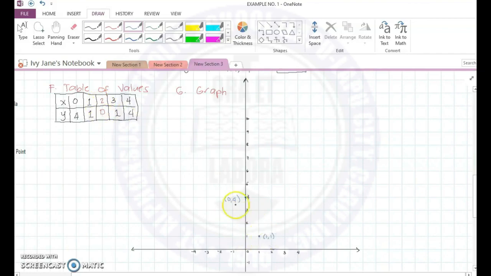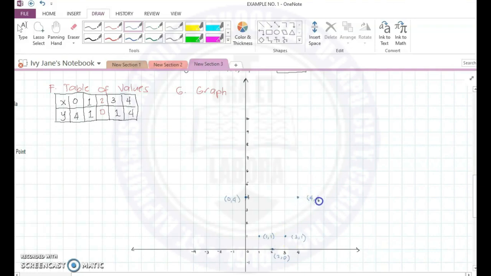Next, 2, 0. 2, 0 is in this part, label it properly, 2, 0. Next, 3, 1. 3, 1 is in this part, label afterwards. And next, 4, 4. 4, 4 is here, so label 4, 4.